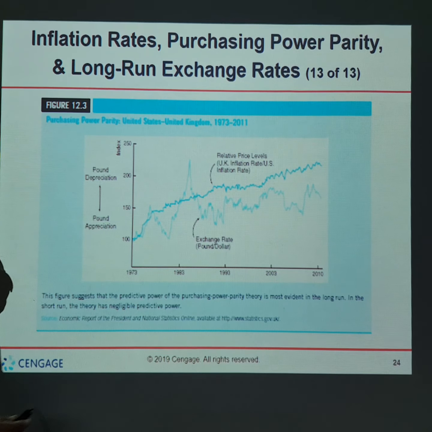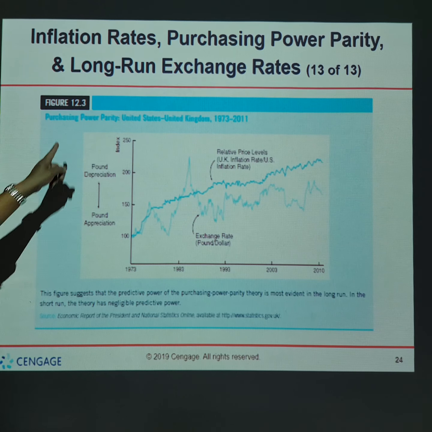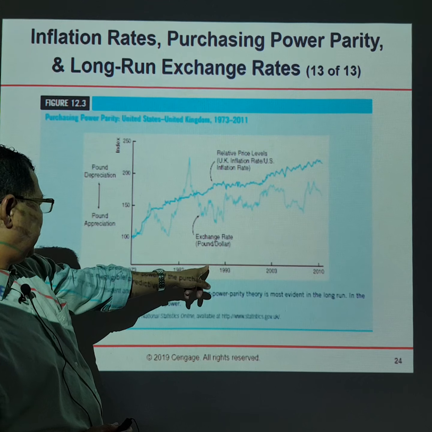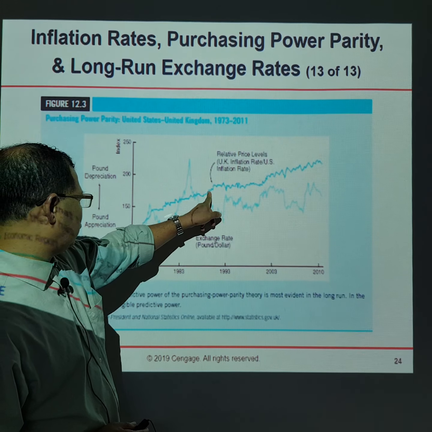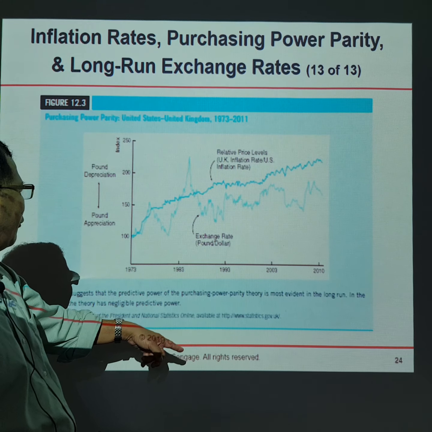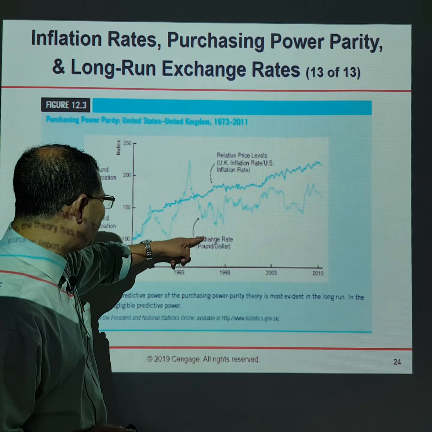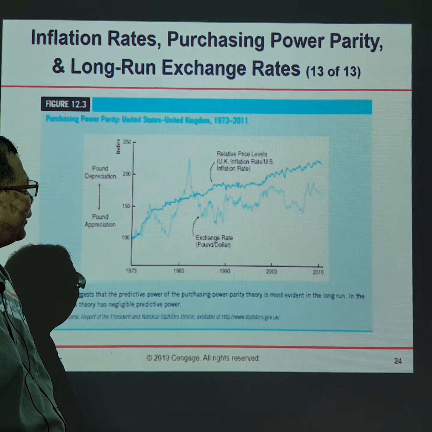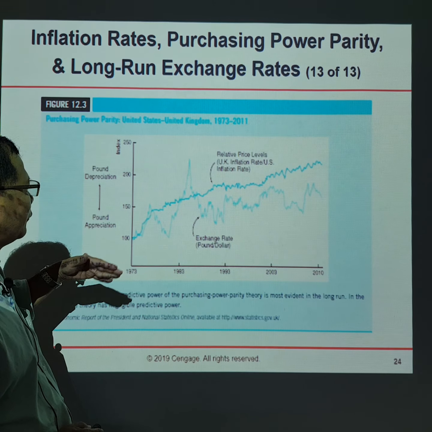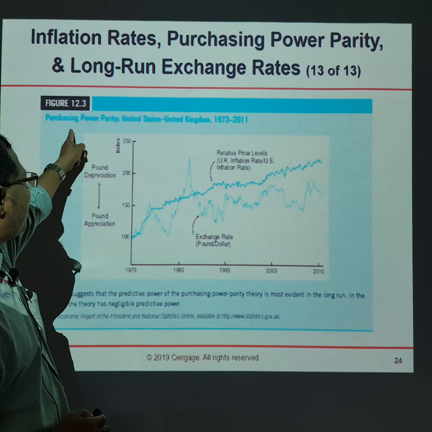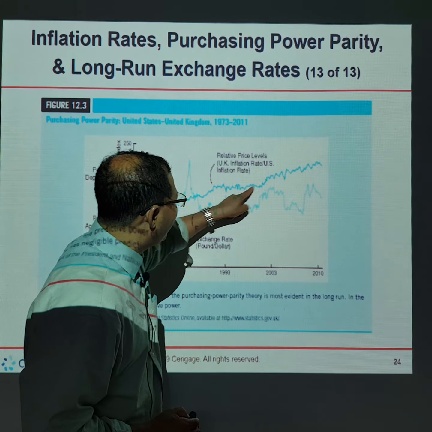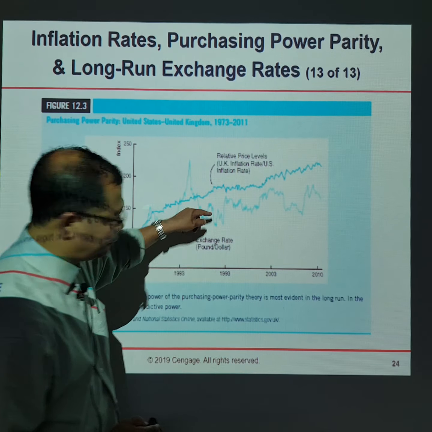So, purchasing power parity is better in the long run rather than the short run, because here, this is the increase in price level in the UK, but the exchange rate of the UK appreciates. This is not consistent with the theory. So again, we're seeing here that purchasing power parity is only suitable for the long run rather than the short run.